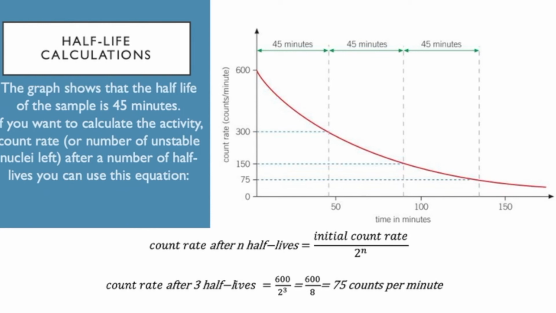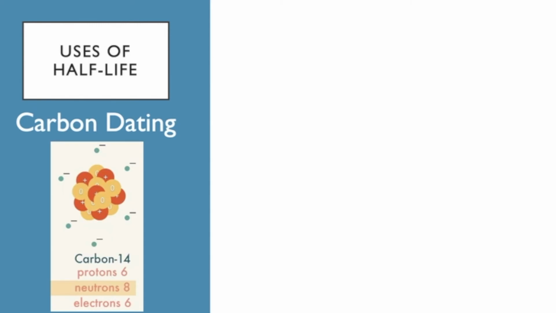Of course, you could do it the other way around if you want to find out how old something is. If you know the original count rate, the count rate now, and what the half-life is, you could rearrange the equation to find n, which would be the number of half-lives. You could then multiply this by the half-life and find the age of the substance. And that's exactly what we do with carbon dating.